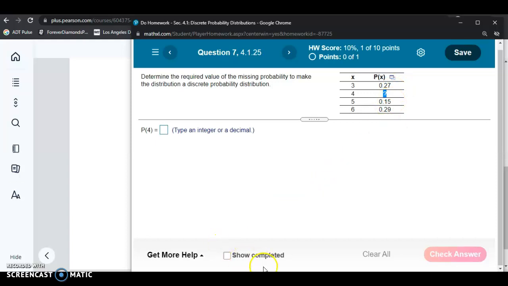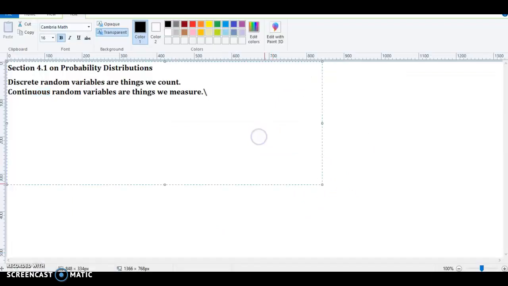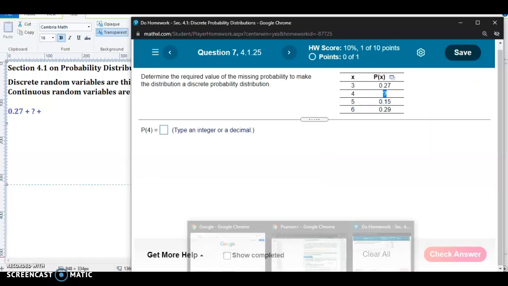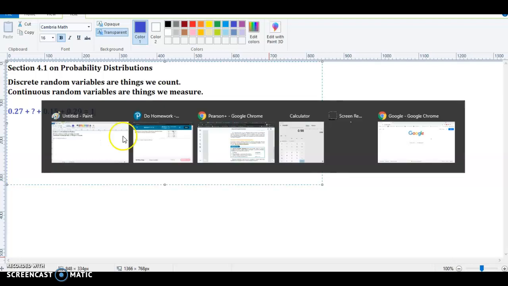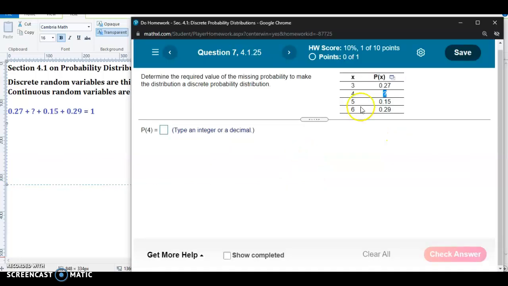So we can actually write this out. 0.27 plus question mark plus 0.15 plus 0.29. Assuming that those are all the outcomes possible for the random variable, if 3, 4, 5, and 6 are the only possible outcomes, the sum of all the probabilities, including the unknown probability, must add up to 1.